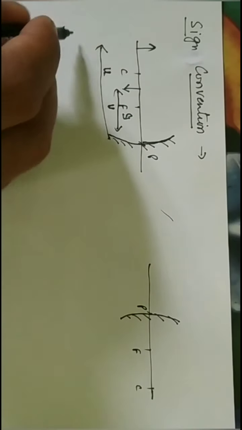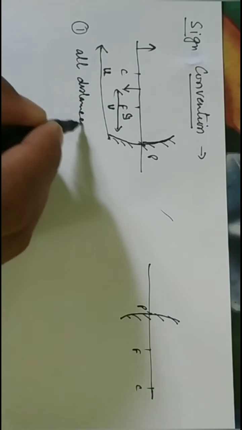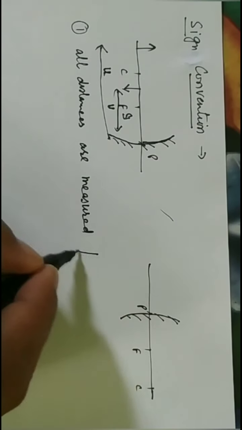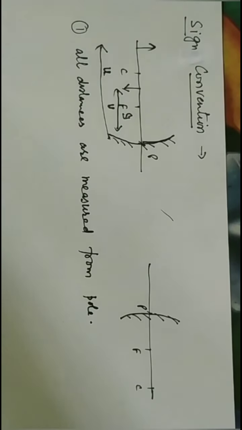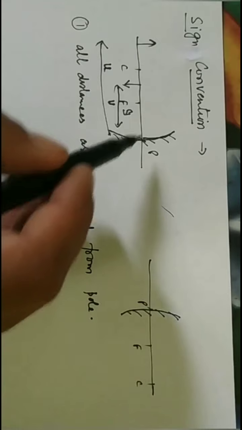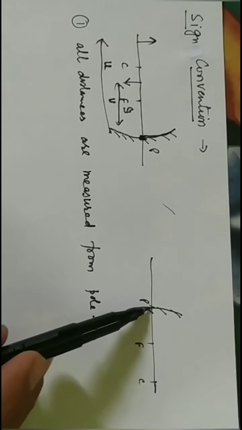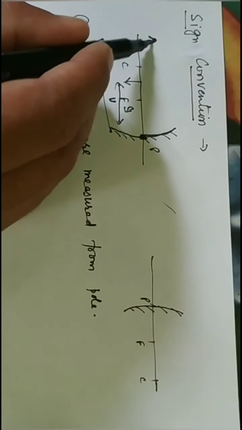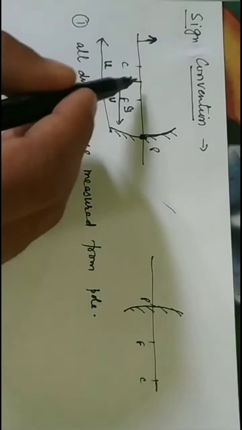Here the first rule is all the distances are measured from the pole. That is, whenever we start measuring a distance, our starting point will be P. Here also our starting point will be P. Let us see here. This is our object. We know that when the object is away from C, the image is between C and focus. So this is our image I.